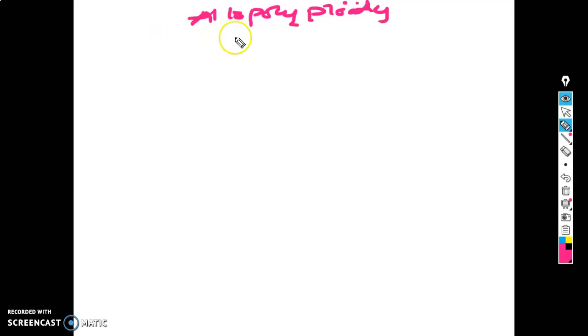Allopolyploidy refers to polyploidy that is derived from or caused by hybridization between different species, closely related species, such as between a tiger and a lion.